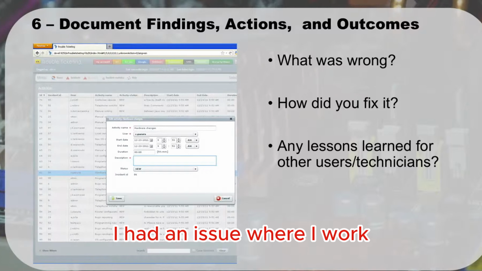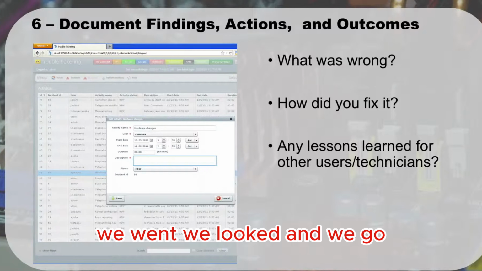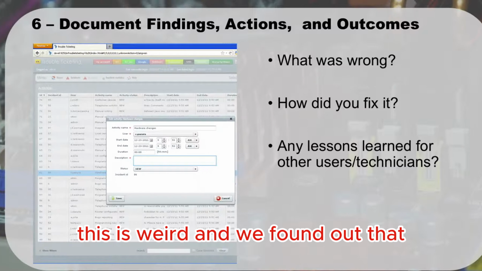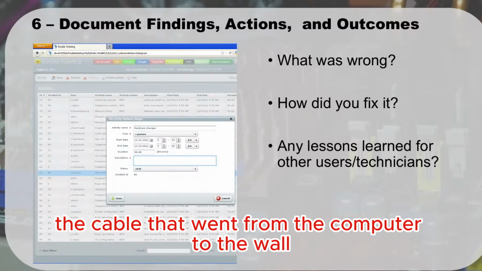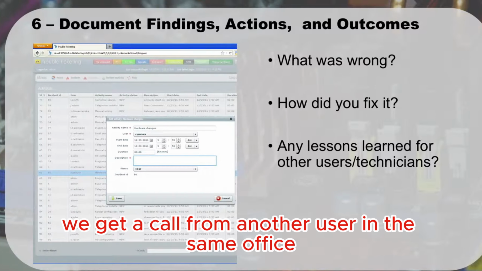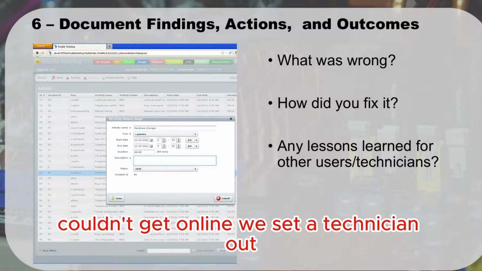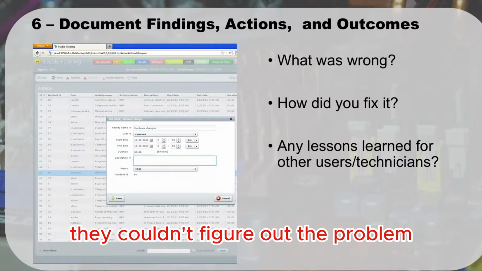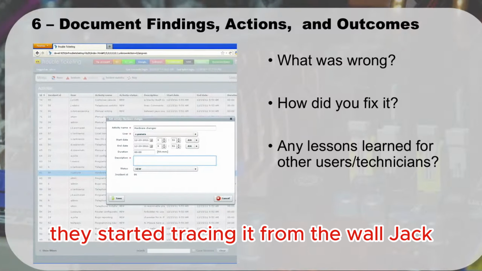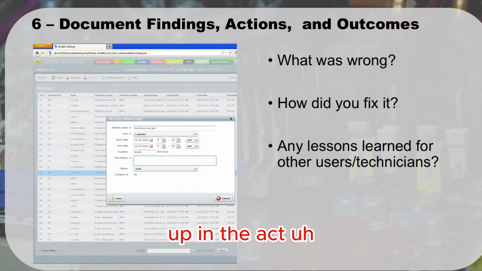I had an issue where I work. We got a call that one computer dropped offline. We went and looked and thought, this is weird. And we found out that the cable that went from the computer to the wall was bad. So we replaced it. Next day we get a call from another user in the same office. Their computer couldn't get online. We sent a technician out. Their cables were fine. They couldn't figure out the problem. They started tracing it from the wall jack back to the switch. And they found that there was a break in the cable up in the attic.